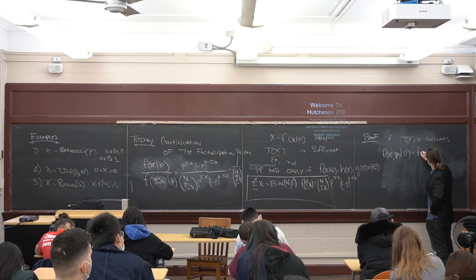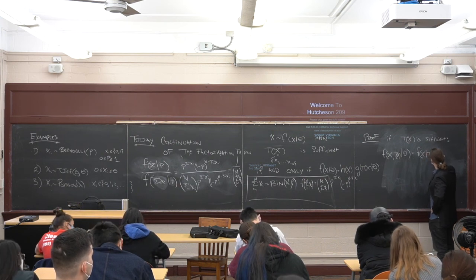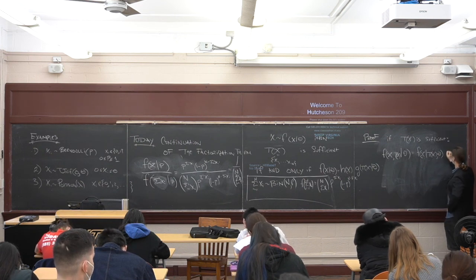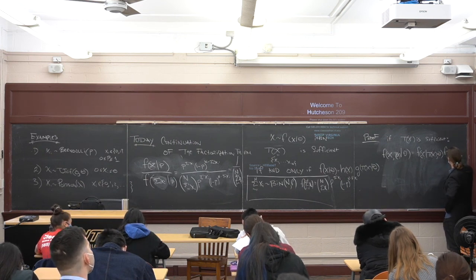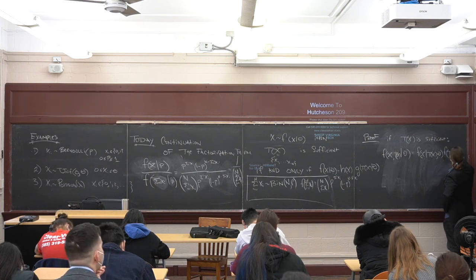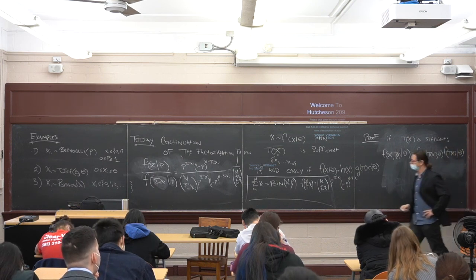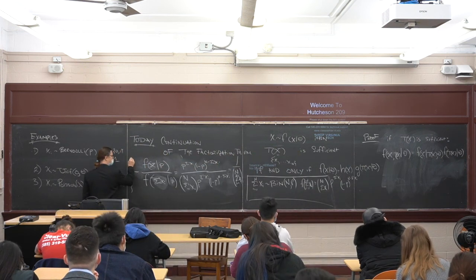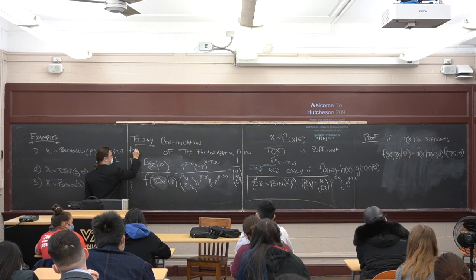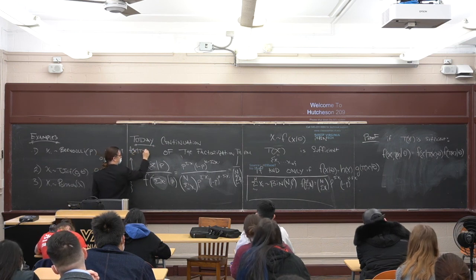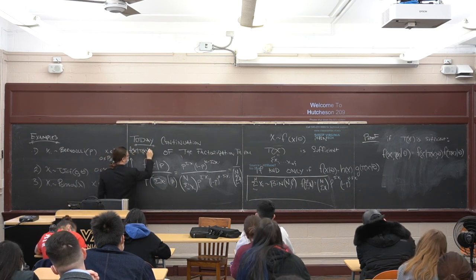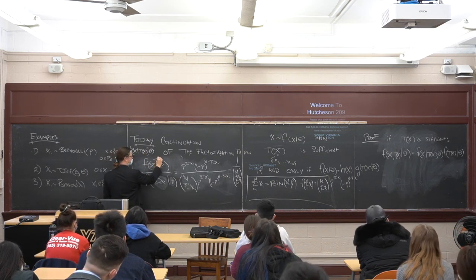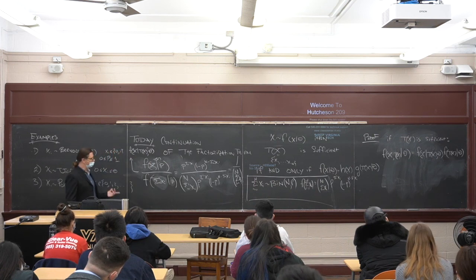F of x given T of x and theta, times some distribution over T of x given theta. Just as a reminder, this ratio right here is f of x given T of x and theta right here, because I can write in the T of x right here and do the exact same thing.